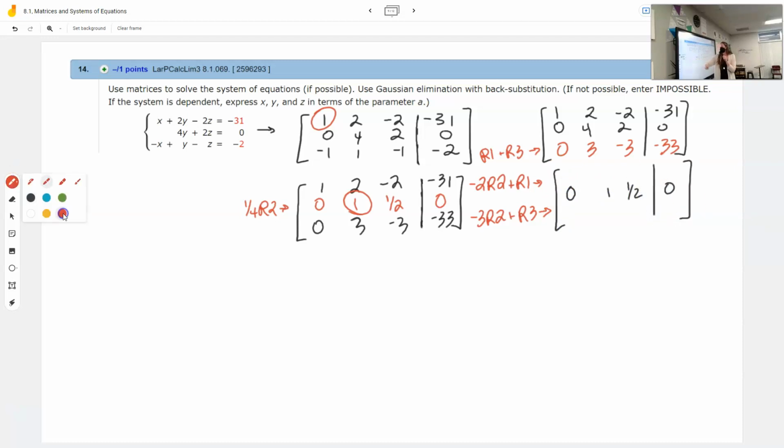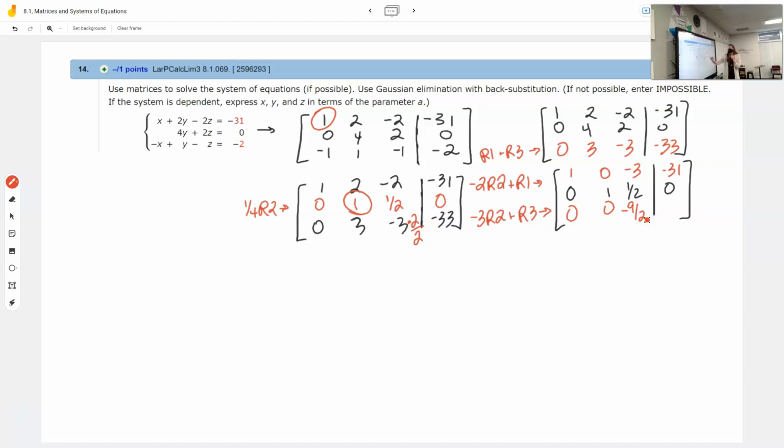I'm seeing what happens when I do the rest. So what do I have? Negative 2 times 0 plus 1. Negative 2 times 1 plus 2. Negative 2 times a half is negative 1. Negative 1 minus 2 is negative 3. Negative 2 times 0 minus 31 is just negative 31. Negative 3 times 0 plus 0 is 0. Negative 3 times 1 minus 3 is 0. Negative 3 times 1 half is negative 3 halves. Negative 3 halves minus 6 halves is negative 9 halves.